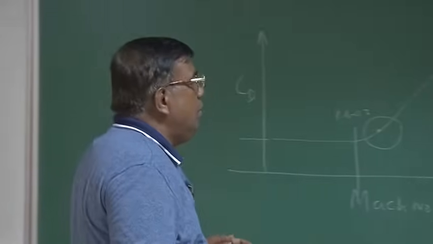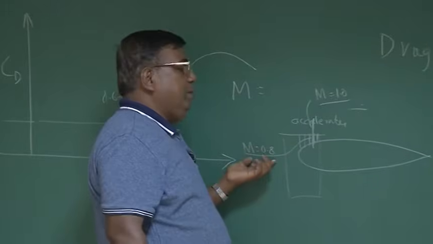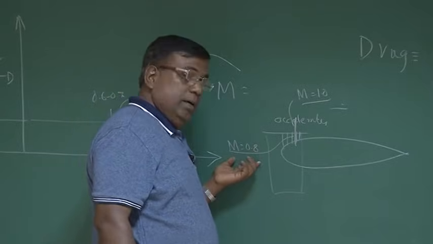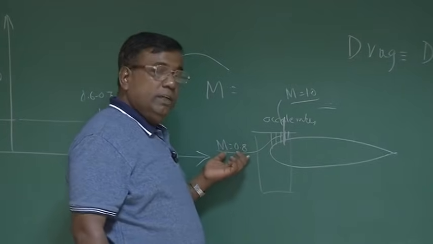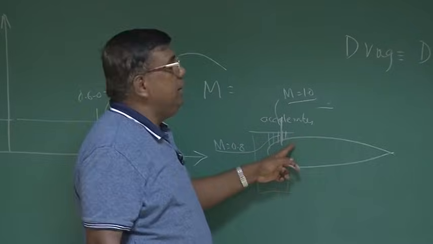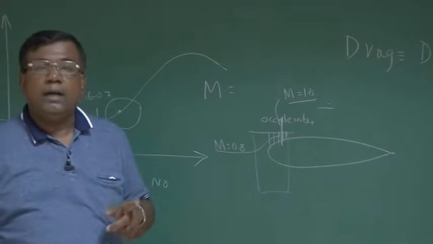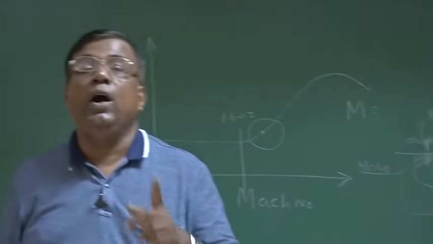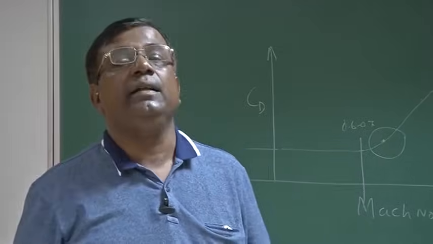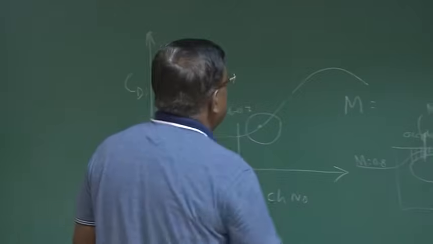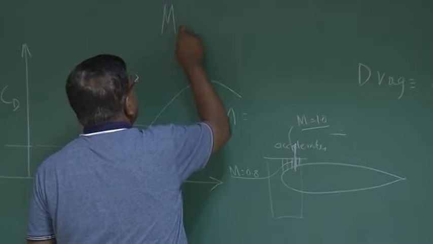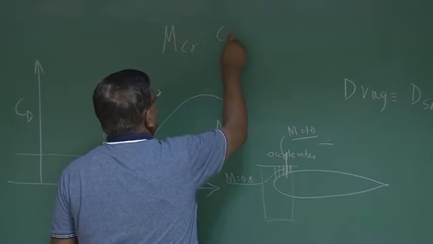So we need to know what is that free stream Mach number corresponding to which for the first time in the aircraft the local Mach number goes to 1, and that is called critical Mach number. What is this critical Mach number? I repeat, this is critical Mach number.